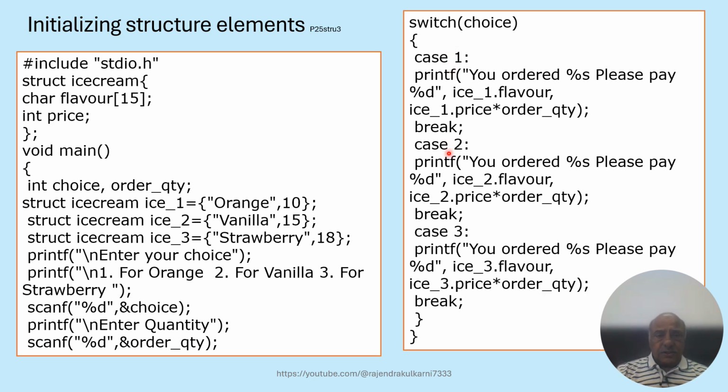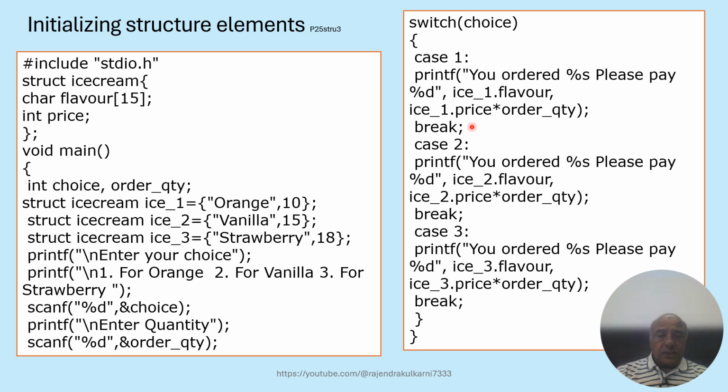In all these cases, we are displaying what the user has ordered, which flavor the user has ordered, what is the quantity he has ordered, and how much amount he has to pay for his ordered quantity.